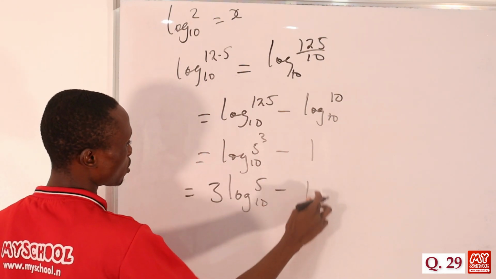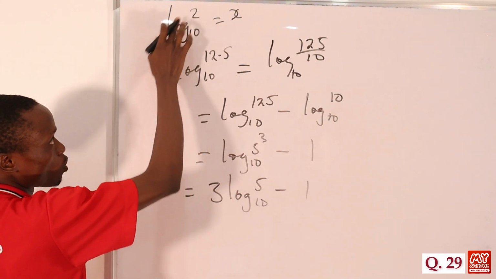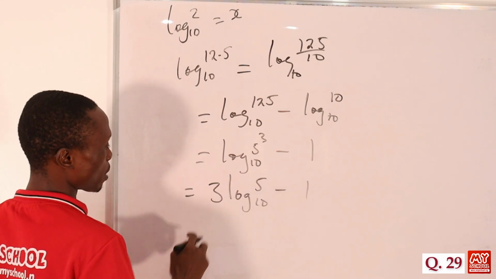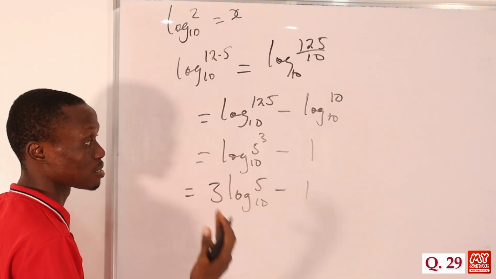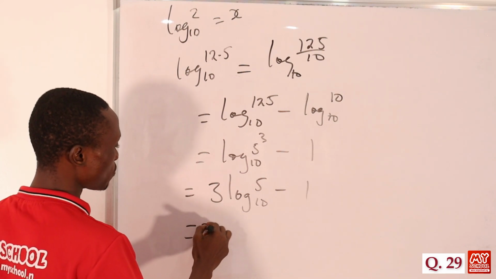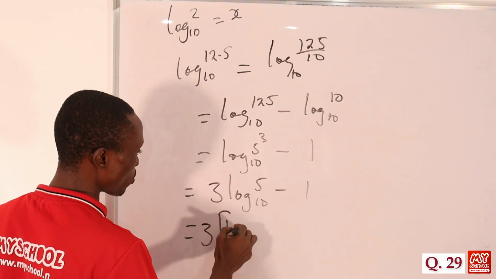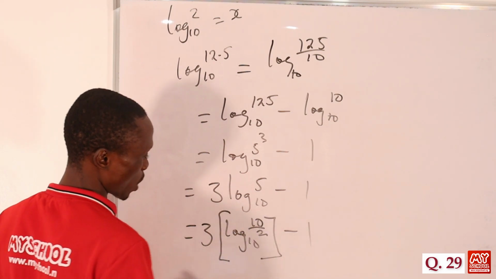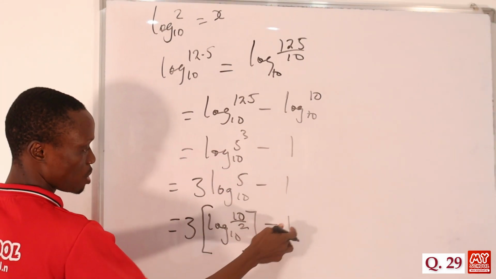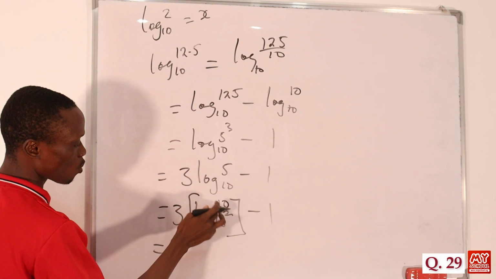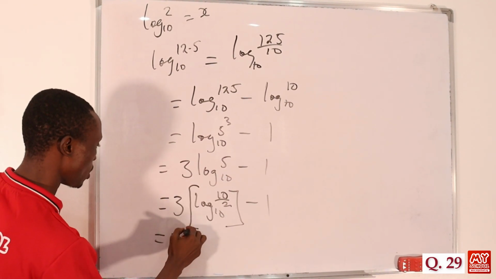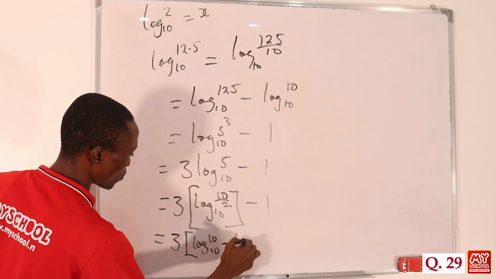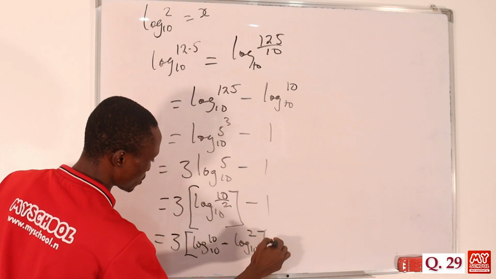If we check this very well, we still don't have log 2 base 10, so we have to do something about this. Remember that 5 is the same thing as 10 divided by 2. So we'll have 3, then open bracket, log of 10 over 2 base 10, then minus 1. If we apply the law of logarithm here too, we'll have log 10 base 10 minus log 2 base 10 in bracket, minus 1.